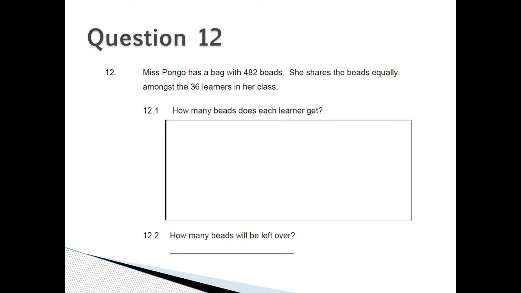Ms. Pongo has a bag with 482 beads. She shares the beads equally amongst the 36 learners in her class. 12.1. How many beads does each learner get? 12.2. How many beads will be left over?